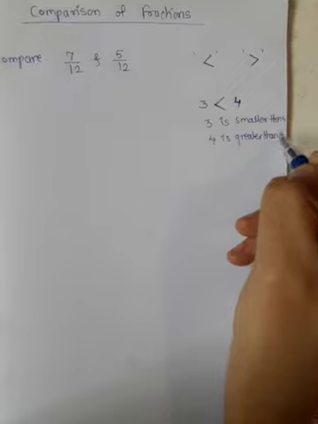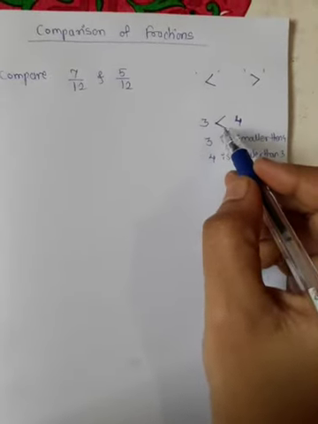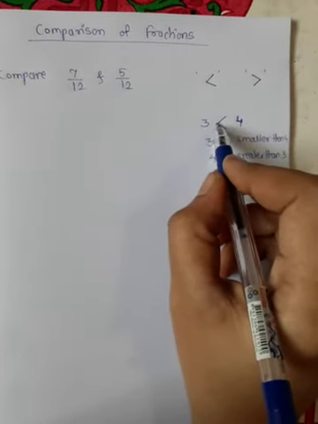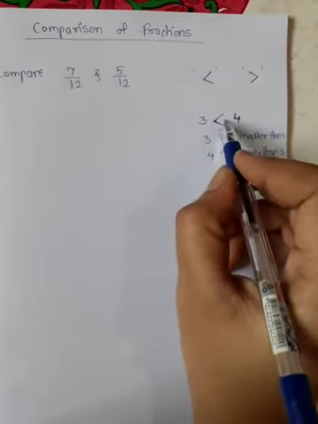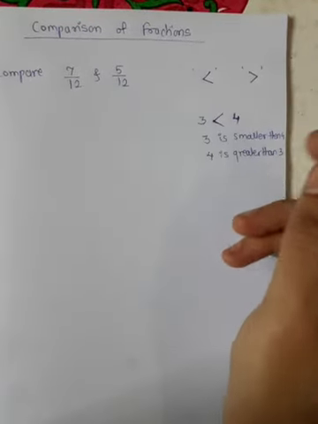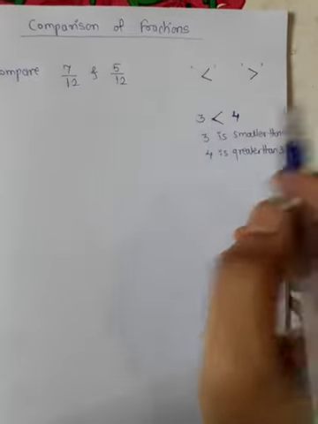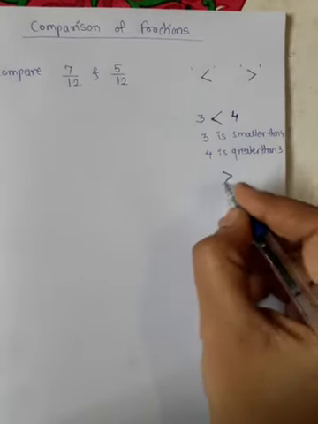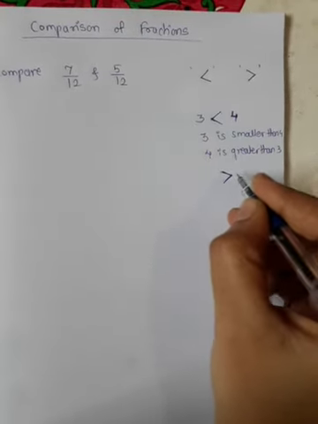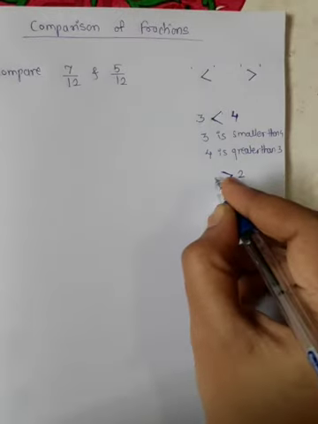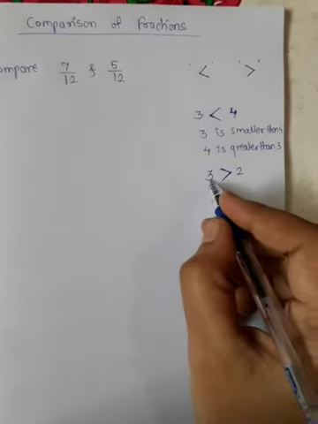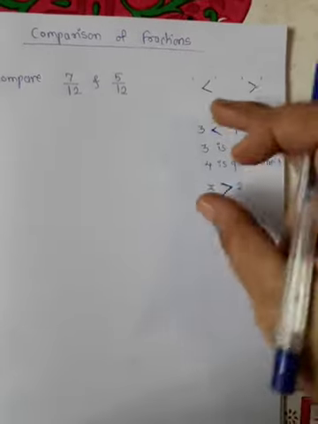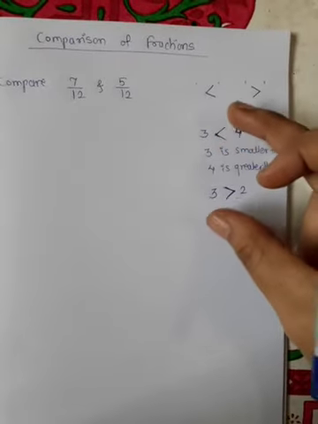Okay, so first of all, understand the meaning of this sign. On the closed side you must write the smaller number, and on the open side you must write the greater number, and read it as 3 is smaller than 4, or you can read it as 4 is greater than 3 if we use this sign. And with the other sign, you must write the smaller number on this side and the greater number on this side, and read it as 3 is greater than 2, or 2 is less than 3. So first of all, understand the meaning of these two signs.